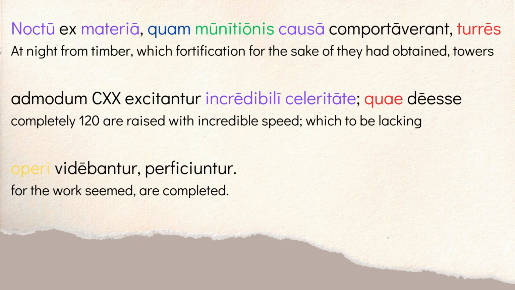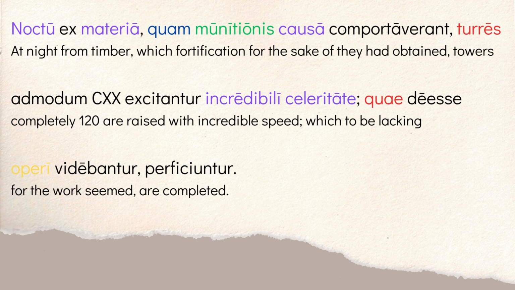120 are built, and they're built ex materia, from timber, right? That word materia is really talking about wood, right? And it's wood or material which comportaverant, which they had obtained for the sake of, causa, fortification, munitionis. There's your genitive. So it's made from this timber that they had specifically gone out and gathered, saying, okay, we need stuff to fortify the camp, right? So they're not using wood for burning a fire or anything like that, okay?